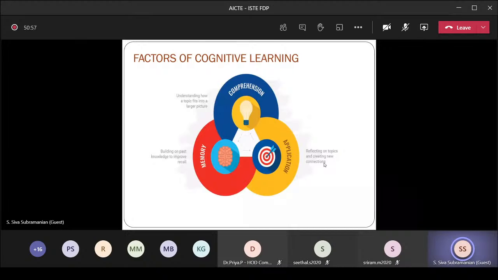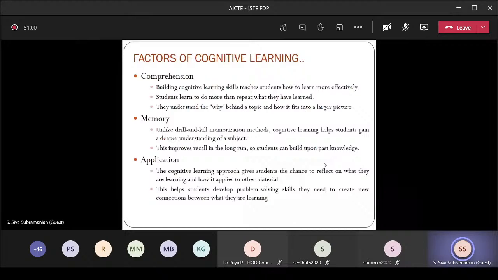Under comprehension, you are trying to build a cognitive learning skill that teaches how to learn more effectively, and students will learn to do more than repeat what they have learned.